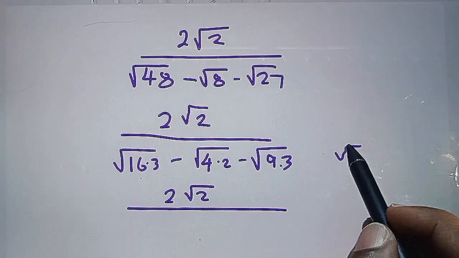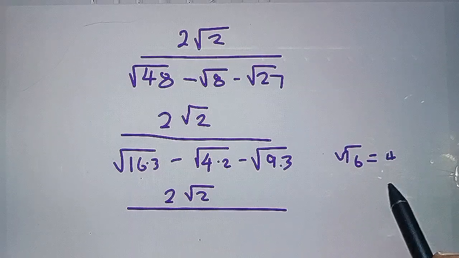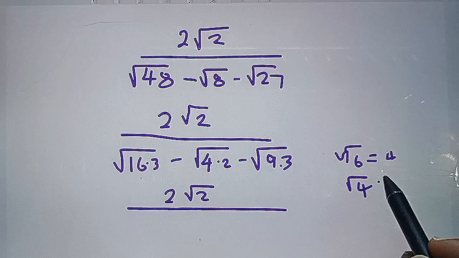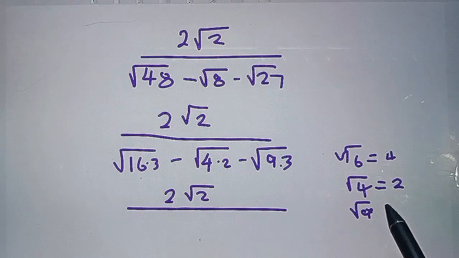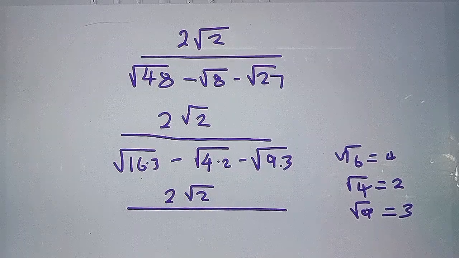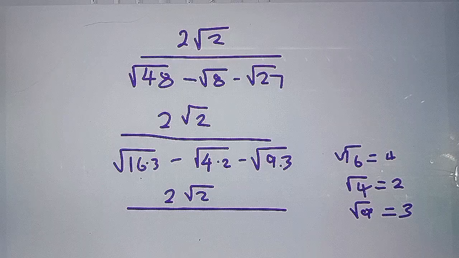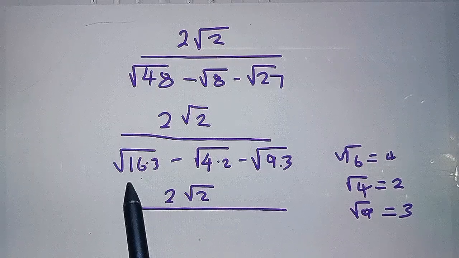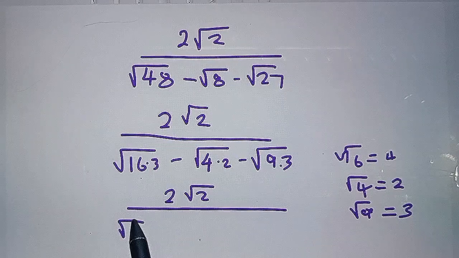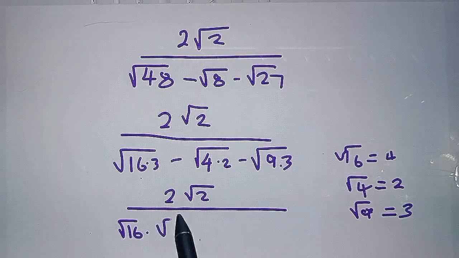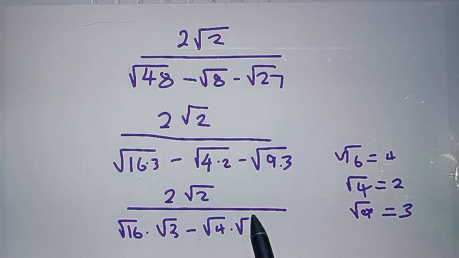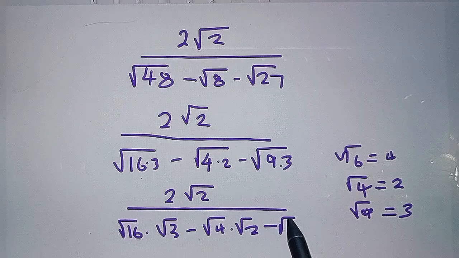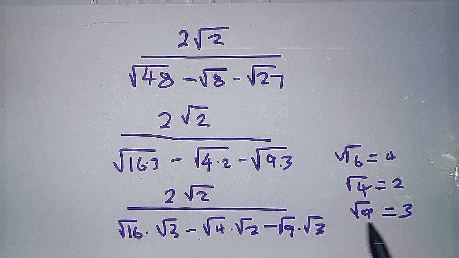Now, you know that the square root of 16 is what? Is 4. The square root of 4 is 2. Then the square root of 9 is what? Is 3. So anywhere you see square root of 16, square root of 4, the square root of 9, you replace. So from here, you can have this to be square root of 16, the square root of 3, minus square root of 4, the square root of 2, then minus square root of 9, the square root of 3.